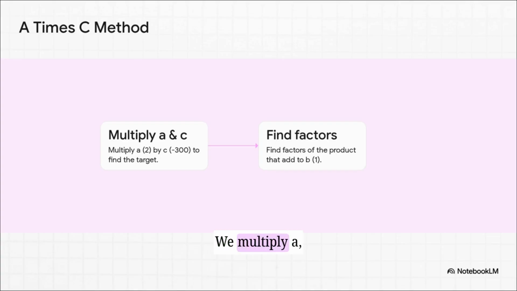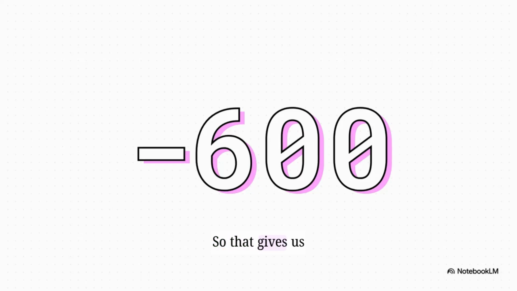So step 1, we multiply A, which is 2, by C, which is negative 300. Then step 2 will be finding factors of that new product that add up perfectly to our B term, which remember is positive 1. So that gives us our crucial number, negative 600. This right here is our master target. We took 2 times negative 300, and now negative 600 is literally the mathematical lock we have to pick. Our entire focus right now shifts to this one integer.